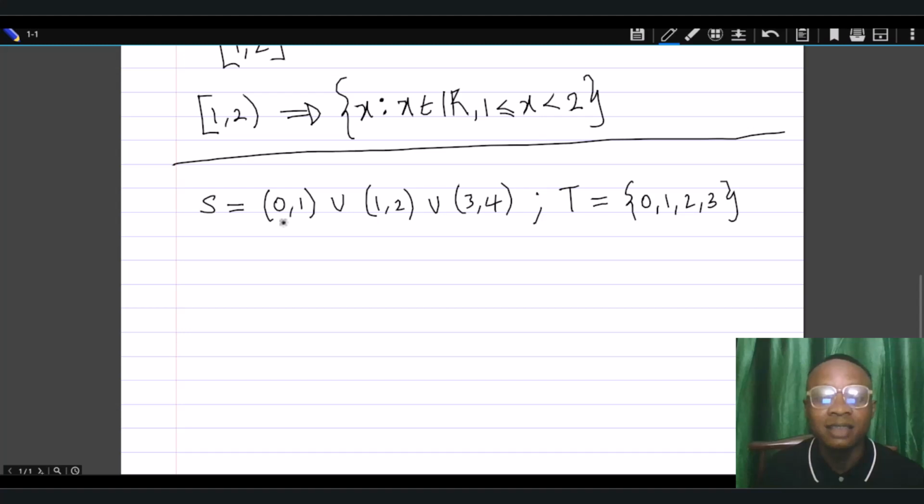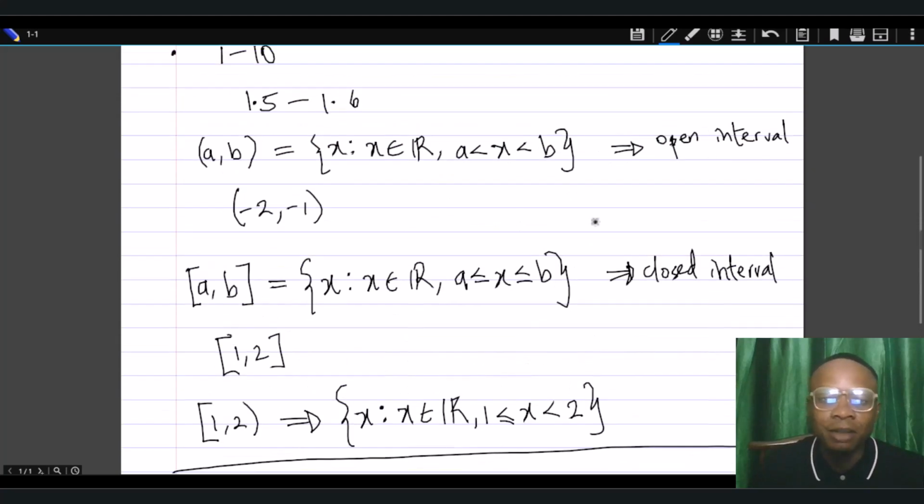In this case, this is an infinite set because even the real numbers from 0 to 1 are infinite. So we cannot list out all the real numbers from 0 to 1. So this is an infinite set. This is a finite set. Okay, so that is that about that.